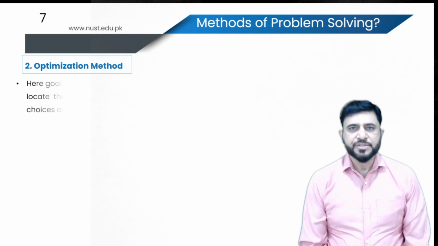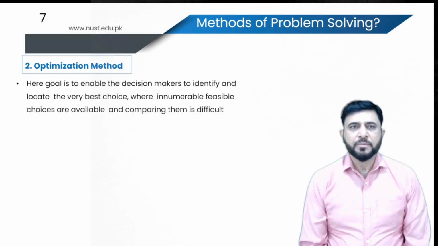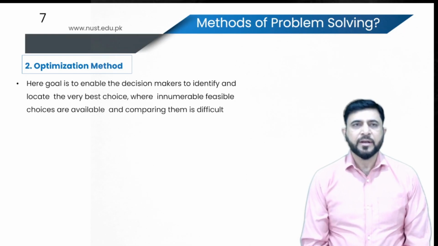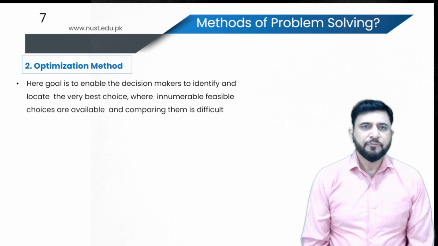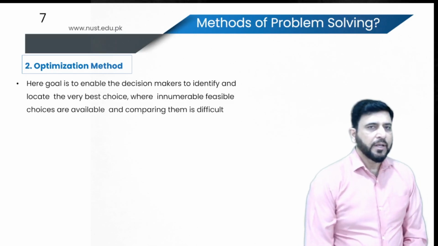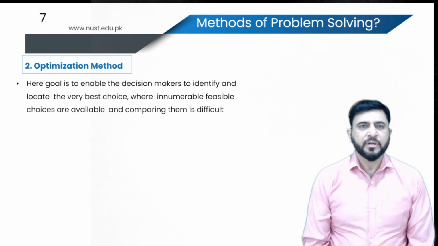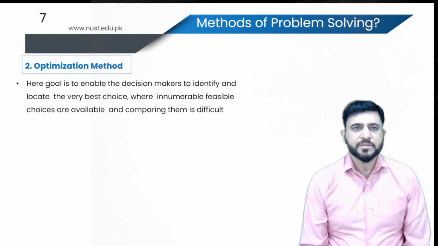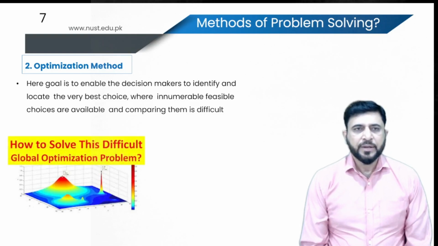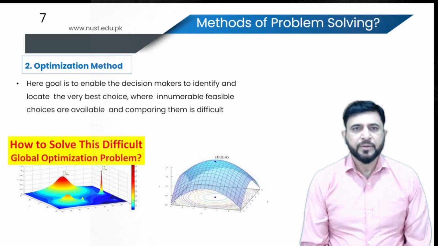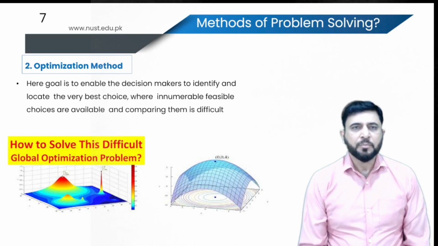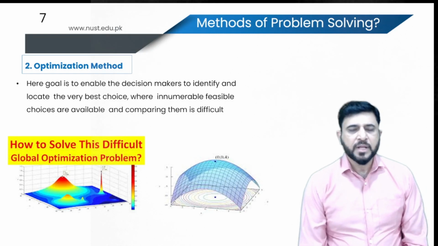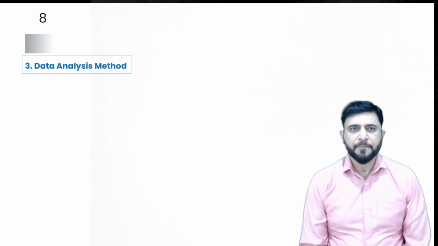Second method is the optimization method. What is an optimization method? Here the goal is to enable the decision makers to identify and locate the very best choice where innumerable feasible choices are available and comparing them is difficult. So the optimization method is used, and we can use different problem solving techniques for it. We can use different computer programs like MATLAB for this purpose.